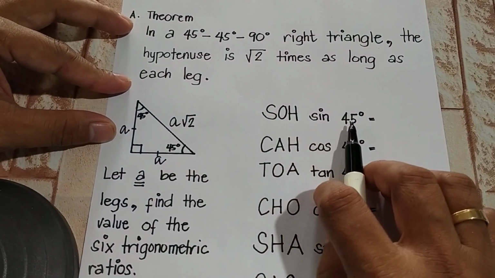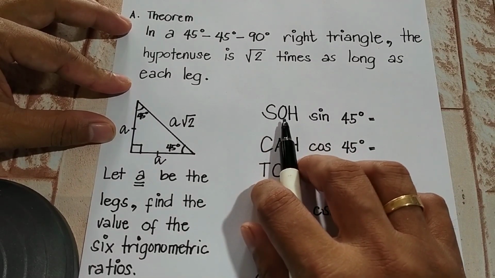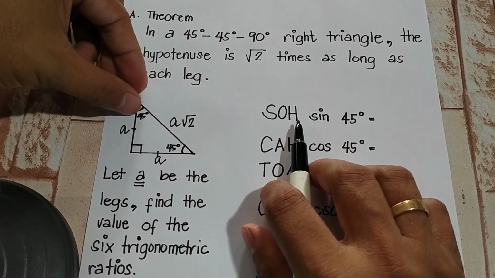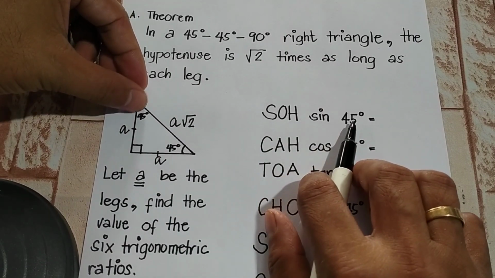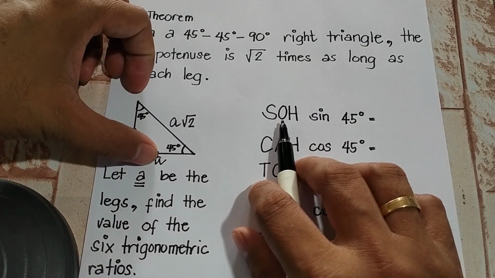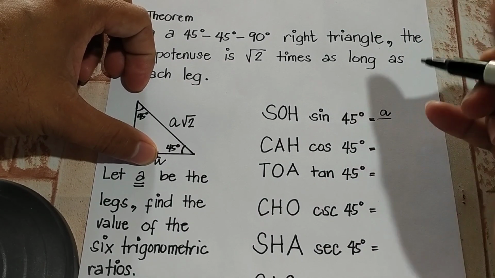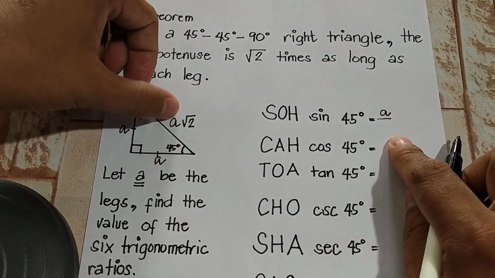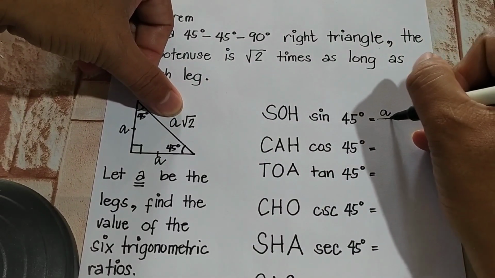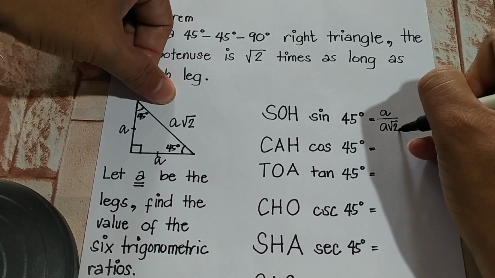Let's start with sine 45, using sine is equal to opposite over hypotenuse. So sine 45 is equal to opposite. What is the opposite? That is A, over the hypotenuse, which is A square root of 2. So A over A square root of 2.